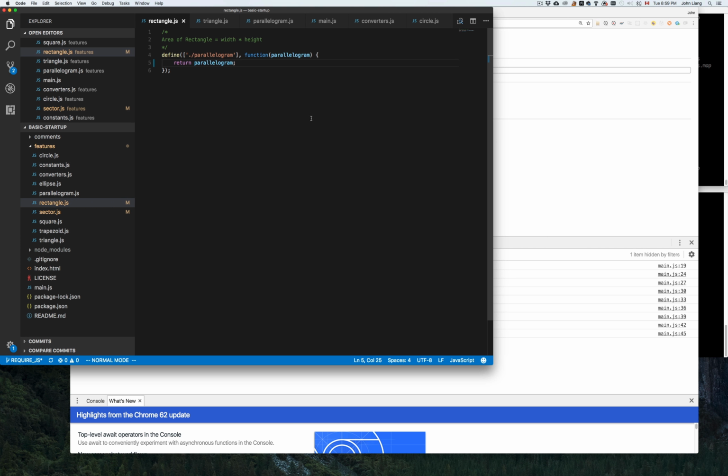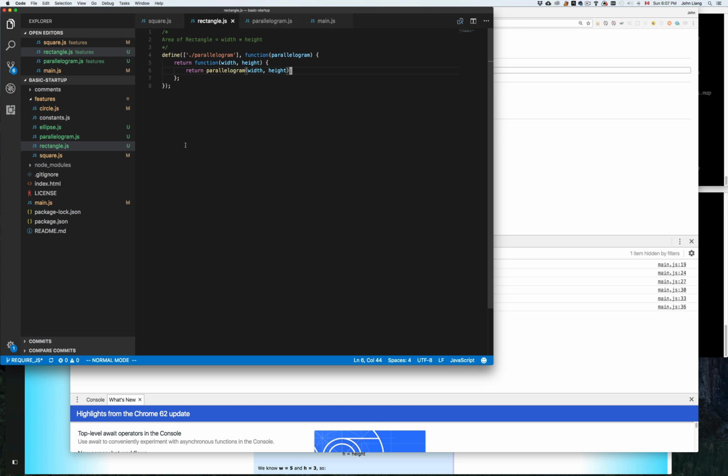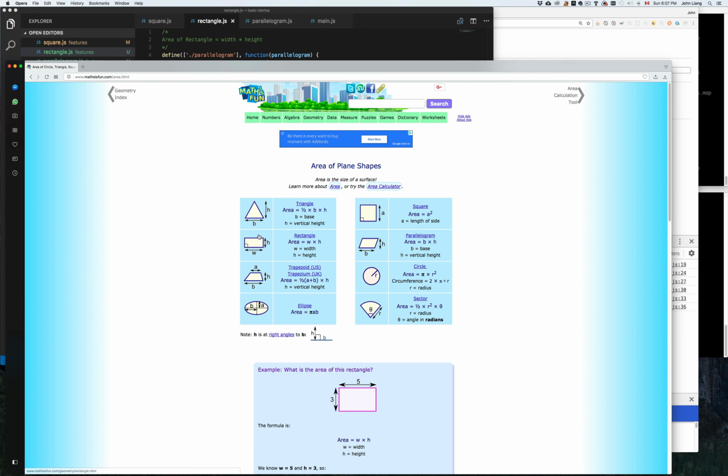Let's take a look at the result. So the area of rectangle is 6. Let's build something that reuses the parallelogram module. In this particular case, a triangle is actually half of the base times height, which is, if you draw a line right here, that would be a triangle. So it's half of the area of the parallelogram.